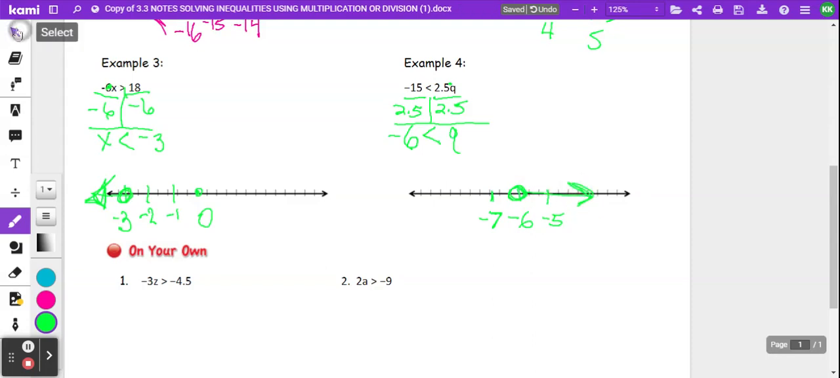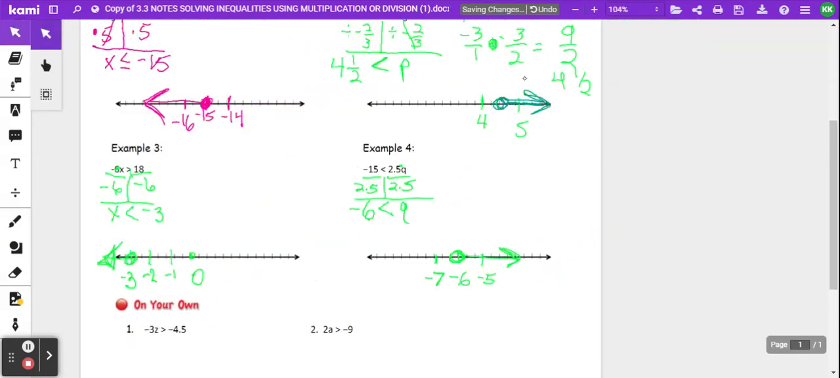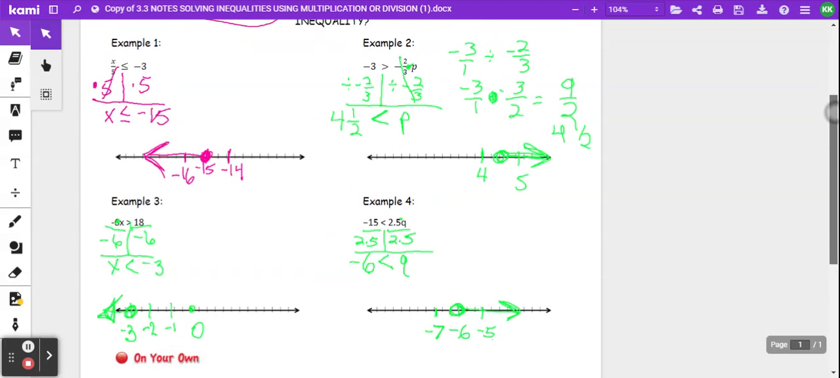And I just noticed, this is not on purpose, that these both go to the right, or these both go to the right. I'm sorry, I should have said right there. I don't know my right and left anymore because I'm always backwards. So these both go to the right, these both go to the left. That is not on purpose. It's not always like that. That was just a weird coincidence.